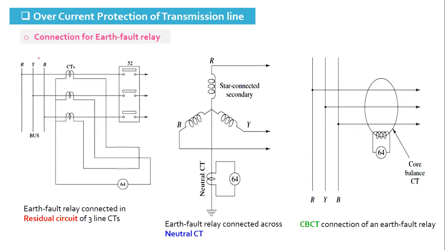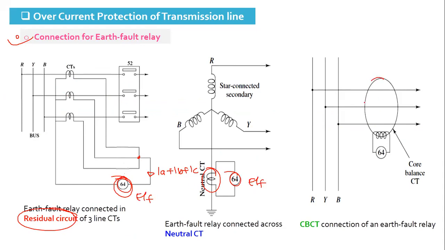And we have discussed how the earth fault relays are connected. An earth fault relay can be connected either in the residual circuit of the 3-line CT, where the residual current, that is IA plus IB plus IC, will flow through the relay coil, or it can be connected in the neutral point of a neutral grounding transformer. So this is the earth fault relay.